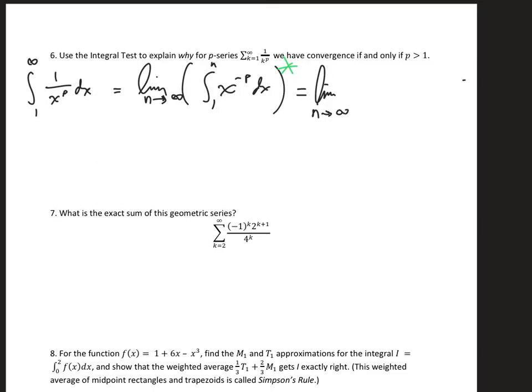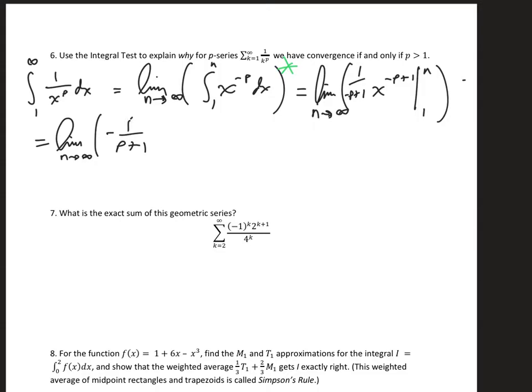So this will be true every other time that what's inside the integral will be the power rule. Remember, the power rule is that the power goes up by 1 and we multiply by the reciprocal of that new power. And that gets evaluated from 1 to n. And so I'll have the limit as n goes to infinity of minus 1 over p plus 1.